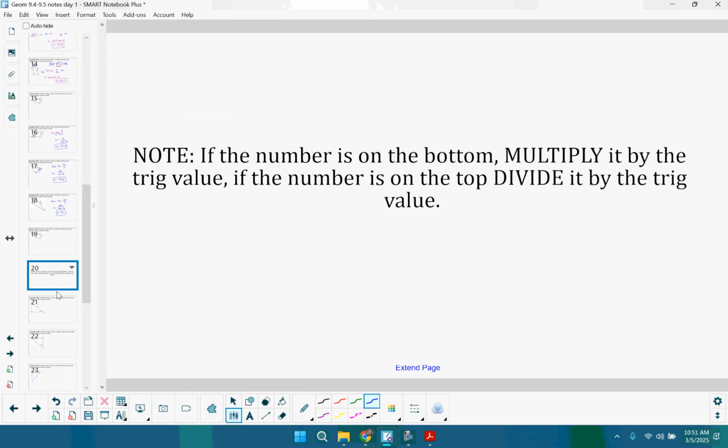All right, and this is just a little note for us. If the number was on the bottom, we're going to multiply it by the trig value. If the number is on the top, we're going to divide it by the trig value.